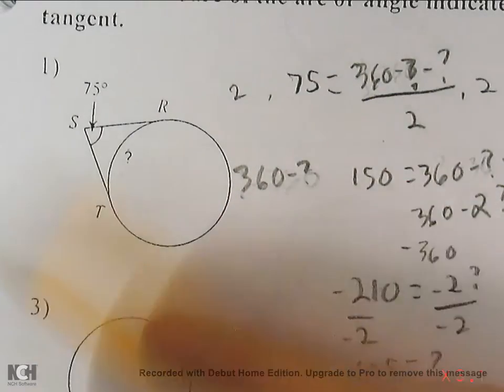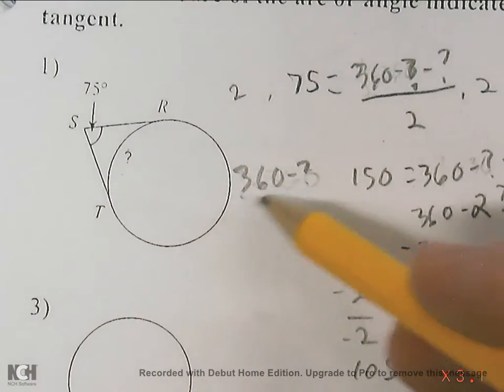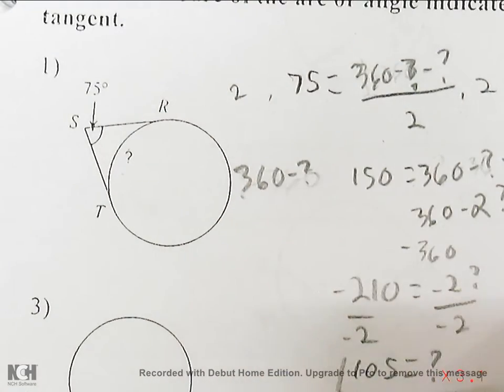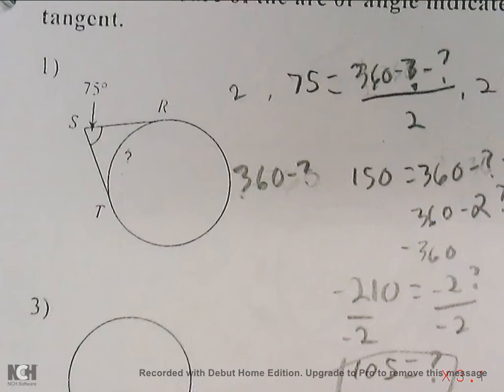If I took that away from 360, I would get 255 for the rest. But that's not what it asks. It just wants to know what the question mark is. So that's one answer. Okay.